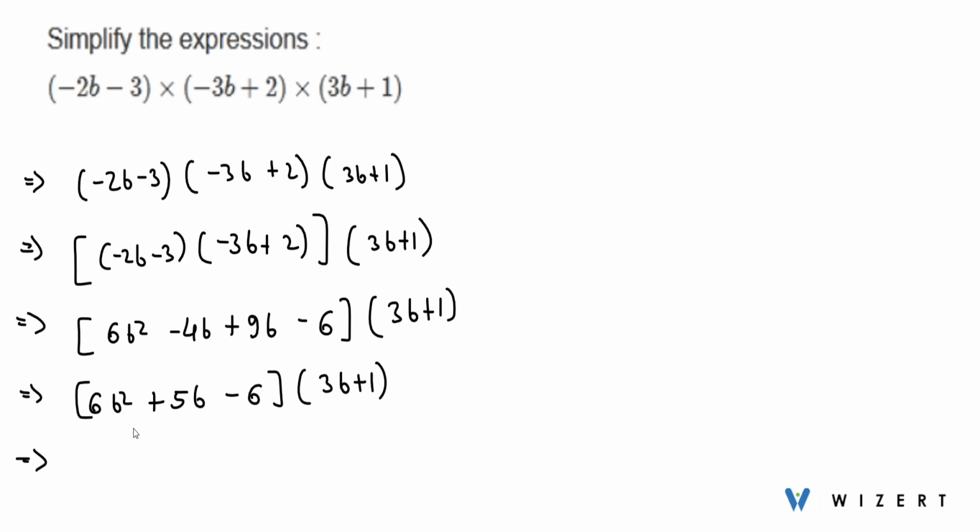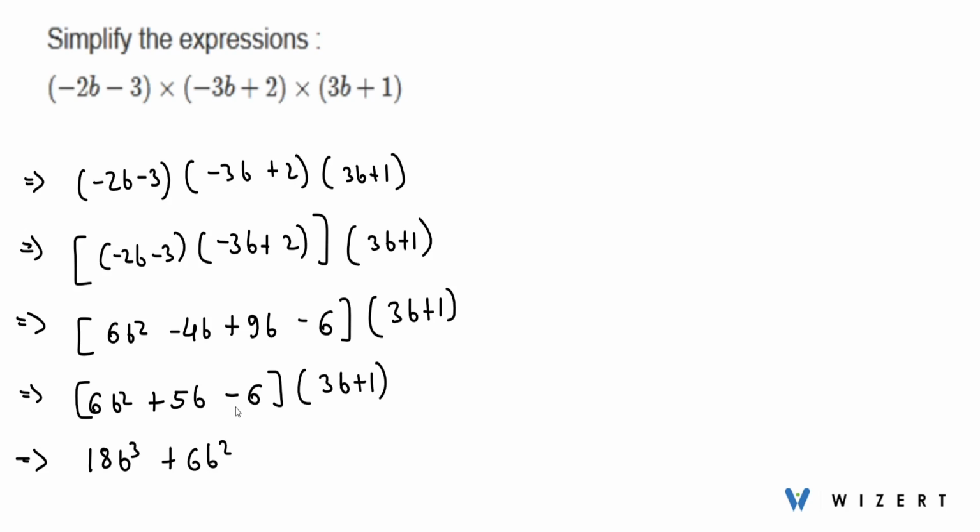Now we have to individually multiply each term present within the first pair of brackets with each of the terms present within the second pair of brackets. So let's begin from 6b square. So 6b square multiplied by 3b will give us 18b cube. Then 6b square multiplied by 1 will be simply 6b square.